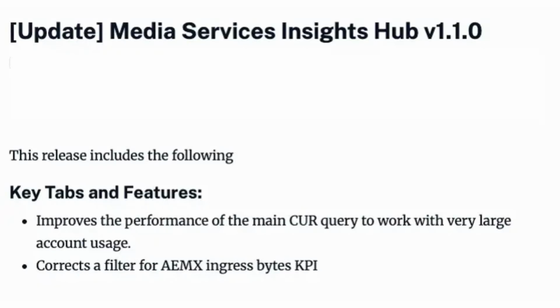In a new update from the CUDOS dashboards, Media Services Insights Hub v1.1 improves the CUR query performance for very large accounts and corrects the ingress bytes KPI filter. This release specifically speeds up the main cost and usage report query when working with very large account usage datasets, so dashboards that previously ran slowly should respond faster. For FinOps teams, the benefit is quicker access to cost and usage reports at scale and more accurate KPI filters for data in metrics, which helps reduce the analysis time and surface correct savings opportunities sooner.